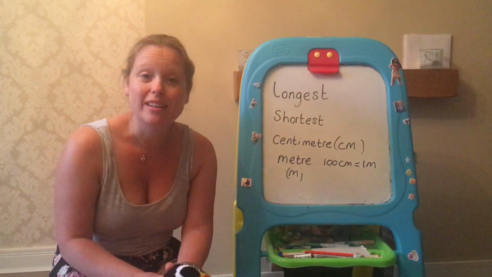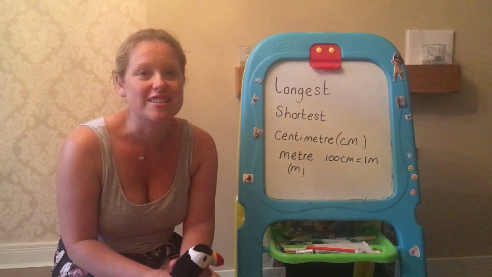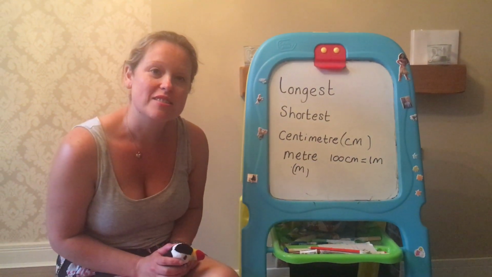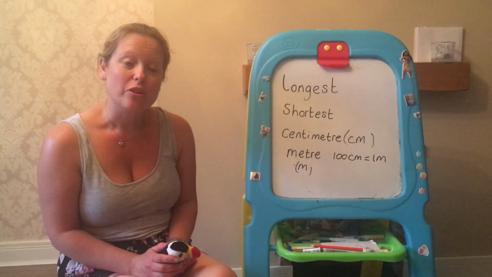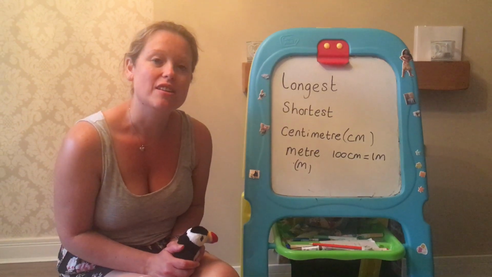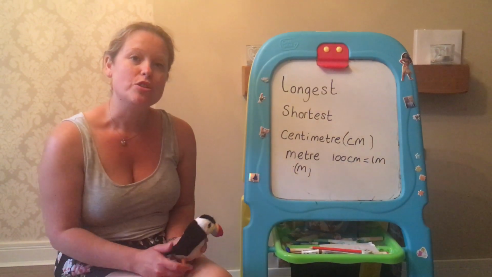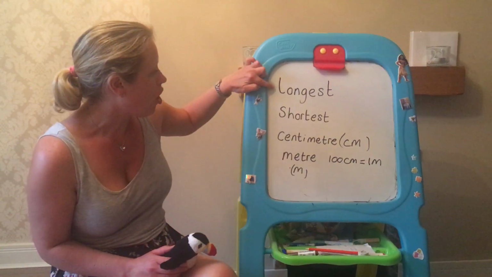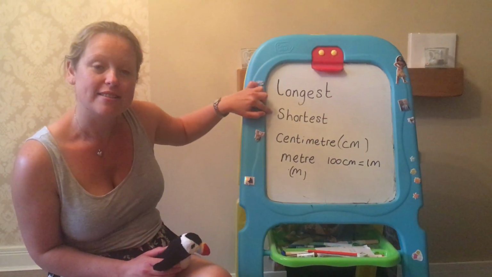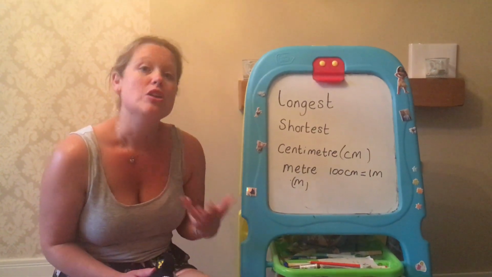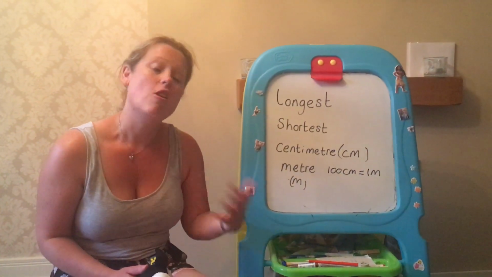This is your practical maths lesson for Friday. Alright, so we're going to think today about measuring things, and what I would like you to do is to measure at least 5 things around your house, and I want you to compare them using words like longest and shortest. Alright, so you might measure people in your family, you might measure toys or objects that you've got around your house.